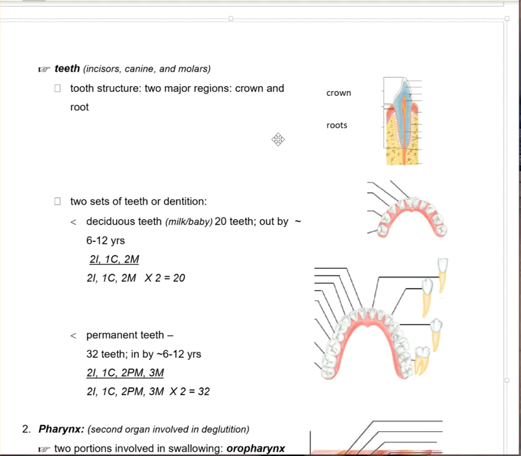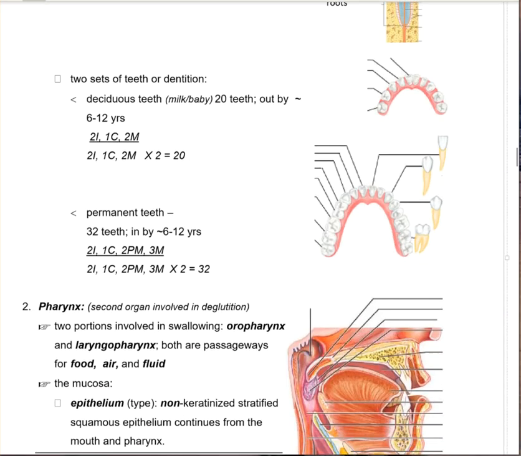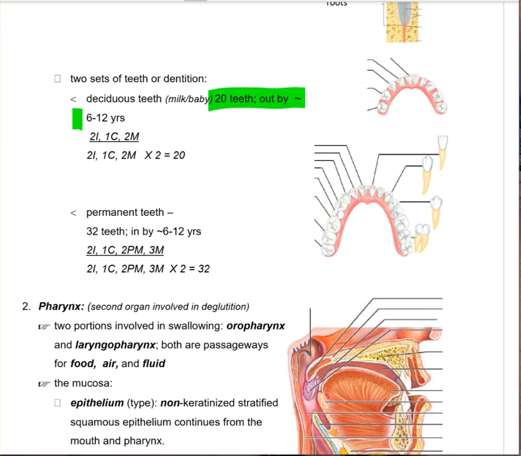There are incisors, canines, molars, and premolars, and basically you start out with one set of teeth that's about 20 teeth. 20 teeth that we usually have gone by about 12 years of age. And then our permanent teeth are 32 teeth, and they're in by about the 12 years of age, other than our wisdom teeth, which come in a little later. And that's all I want to say about them.